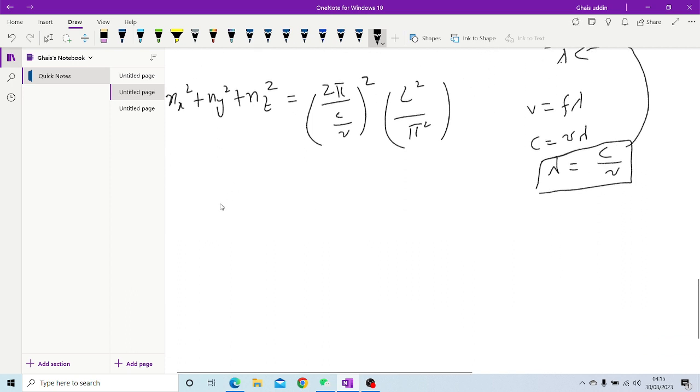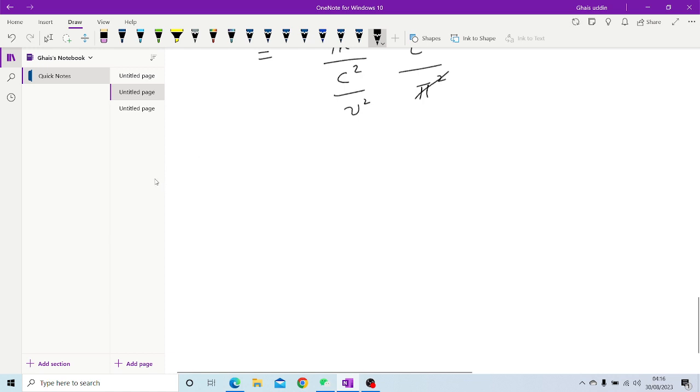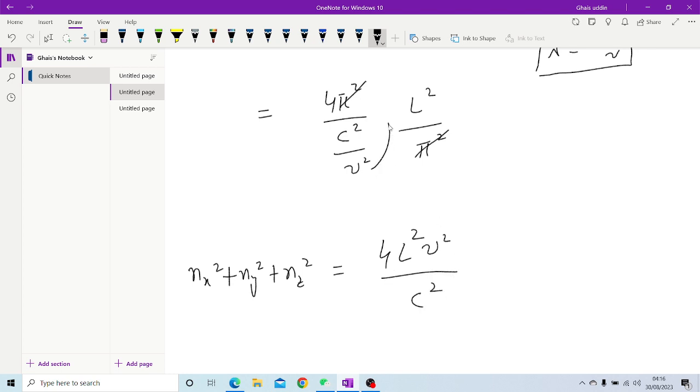So if I write this equation as, this is equal to, I can write this as 4 pi square, using the square to all the terms, divided by c square, divided by nu square into L square divided by pi square. This pi and pi can be cancelled here. So I can write this equation as nx square plus ny square plus nz square, which is equal to 4 L square nu square divided by c square. This nu square goes up.